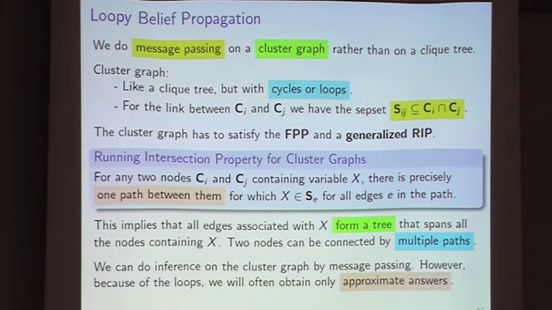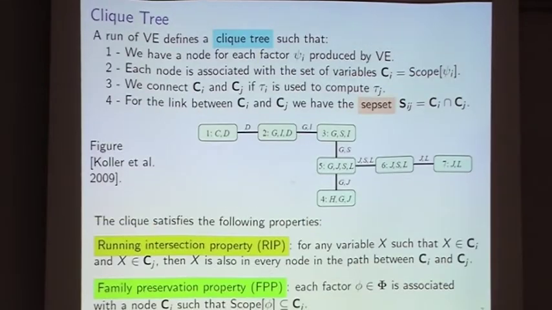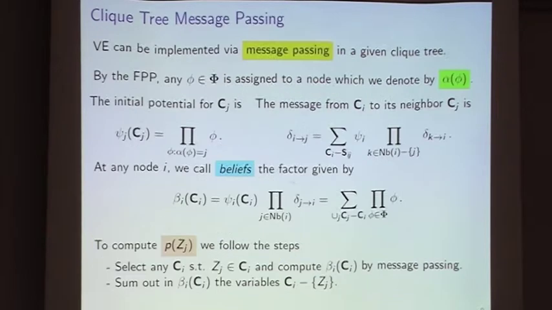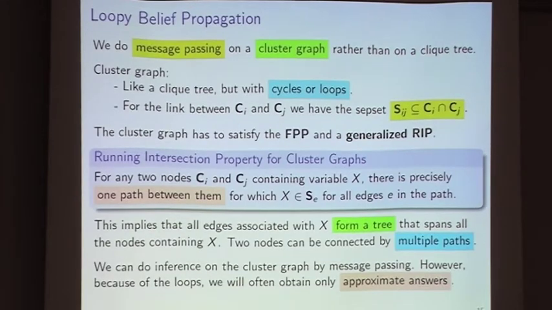So a cluster graph is just like a clique tree, but with loops or cycles allowed. We will have groups of variables associated to each node, but the links in this case can be a subset of the intersection of the variables. In the clique tree, the variables associated with each link are just the intersection of the groups of variables. In the cluster graph, it is just a subset of the intersection.